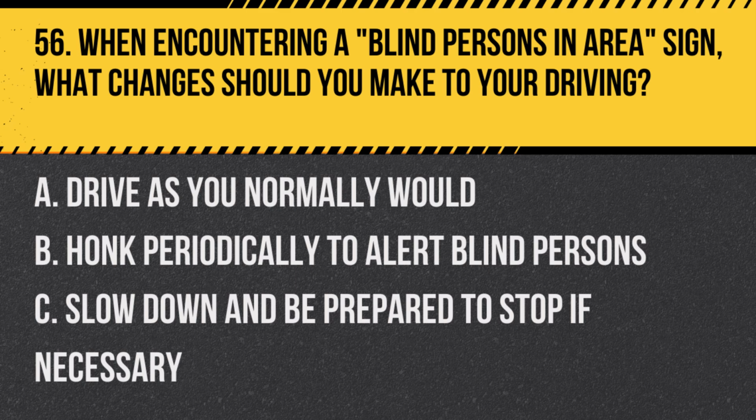Question 56. When encountering a blind person's area sign, what changes should you make to your driving? A. Drive as you normally would. B. Honk periodically to alert blind persons. C. Slow down and be prepared to stop if necessary. Answer: C. Slow down and be prepared to stop if necessary. Increased caution is required in areas frequented by visually impaired pedestrians.